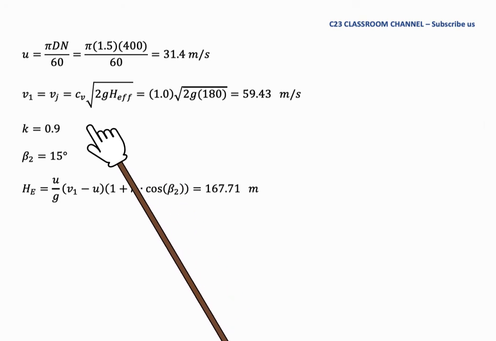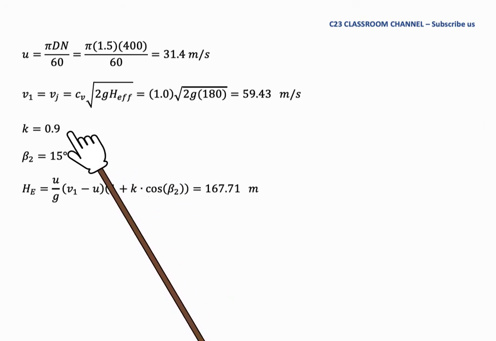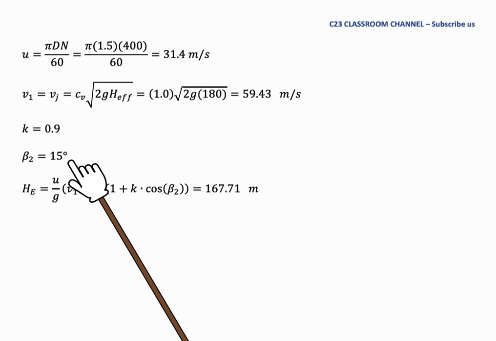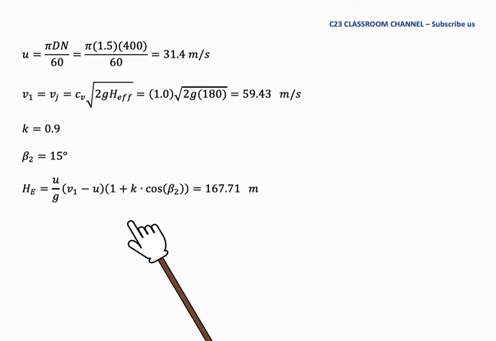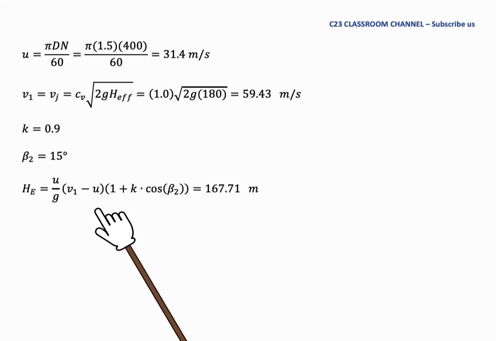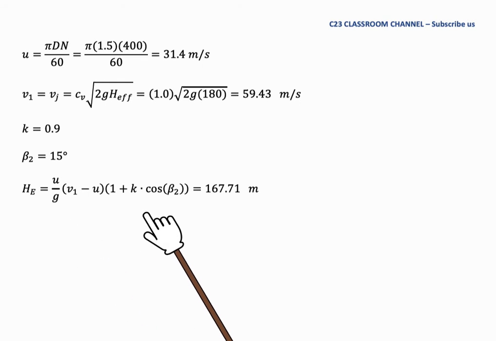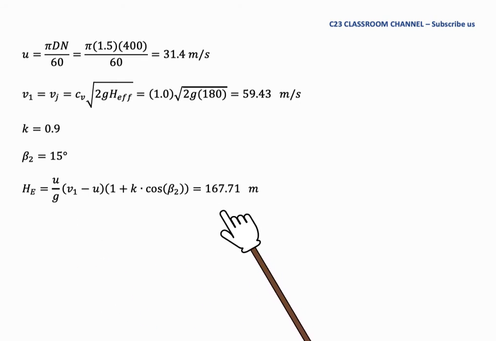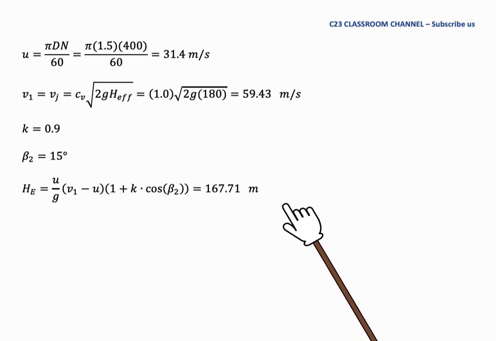And from the question, we know that the value of K is 0.9 and the angle is 15 degrees. So we substitute in this equation of Euler head, and we could get the Euler head is equal to 167.71 meters.